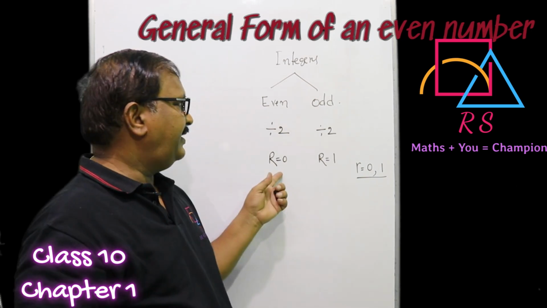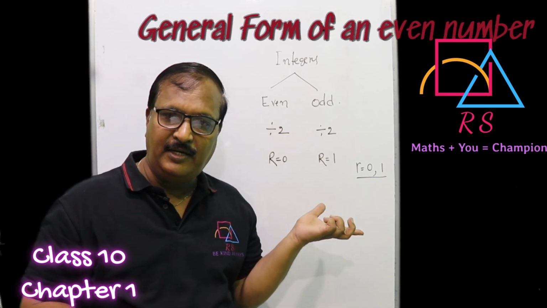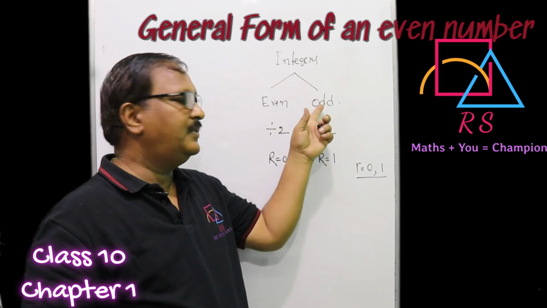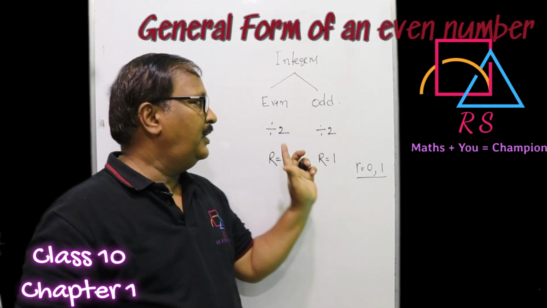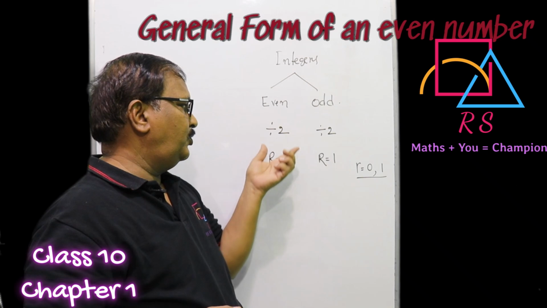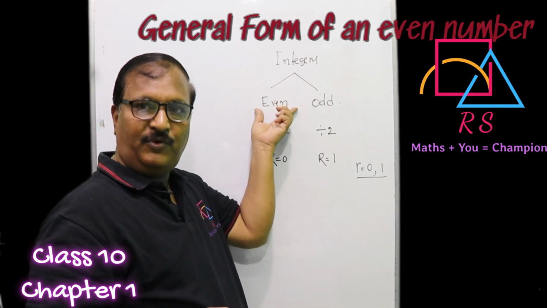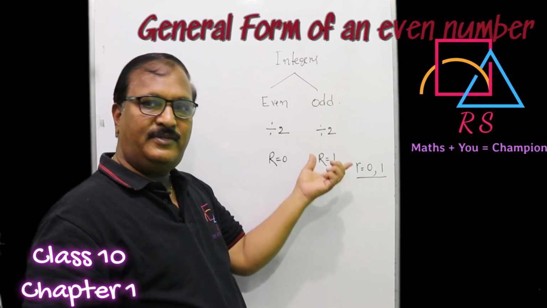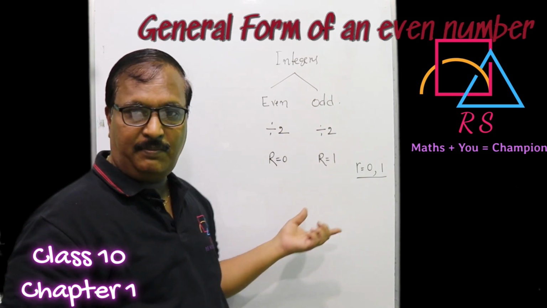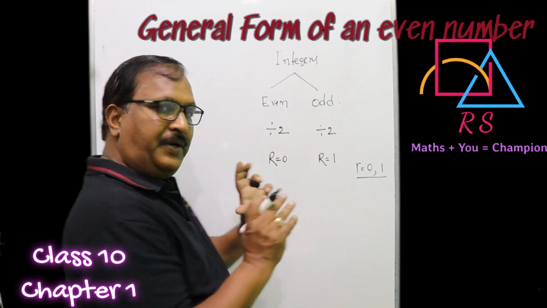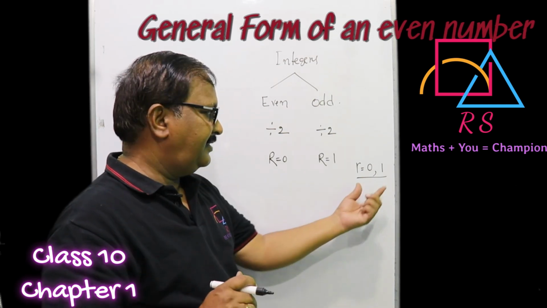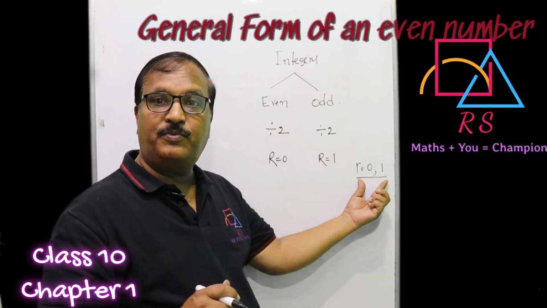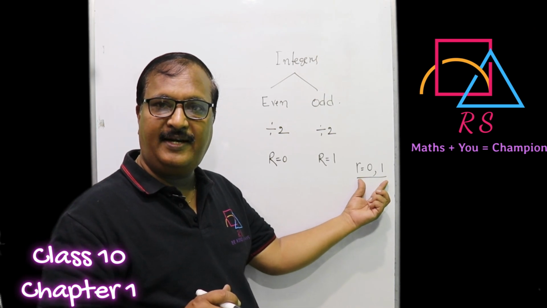Okay, if the remainder is 0, that means it is divisible by 2. If the remainder is not 0, then it is not divisible by 2. Every number divisible by 2, we call it an even number in general. Every number not divisible by 2 is an odd number. Okay, so here you have to understand few facts. Total number of possibilities for a remainder.